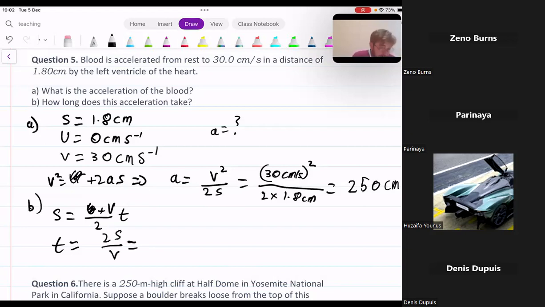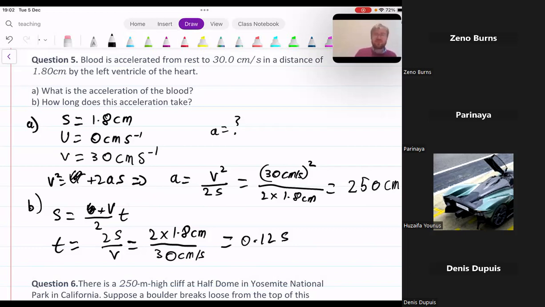Which if we put numbers in, we get 2 times 1.8 centimeters over 30 centimeters per second, which gets us 0.12 seconds.